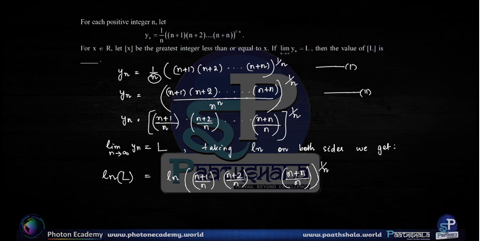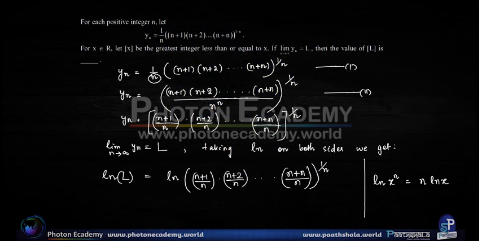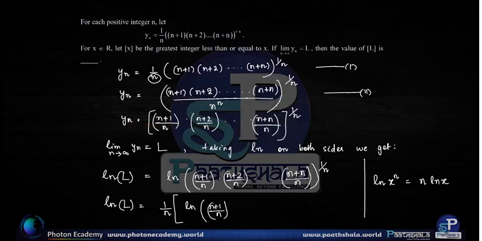Then we can use a logarithmic identity, n ln x. So by that we get ln of L is equal to 1 by n ln of ((n+1)/n times (n+2)/n ... (n+n)/n).